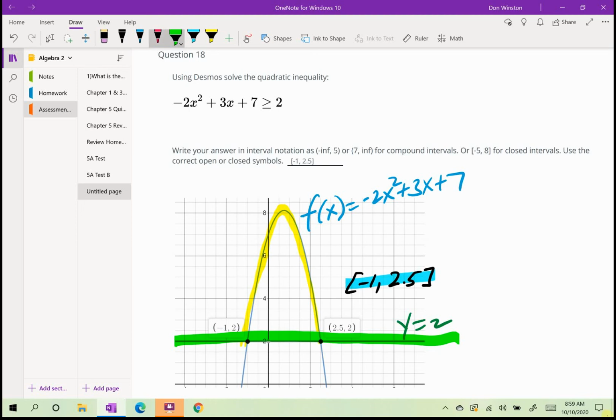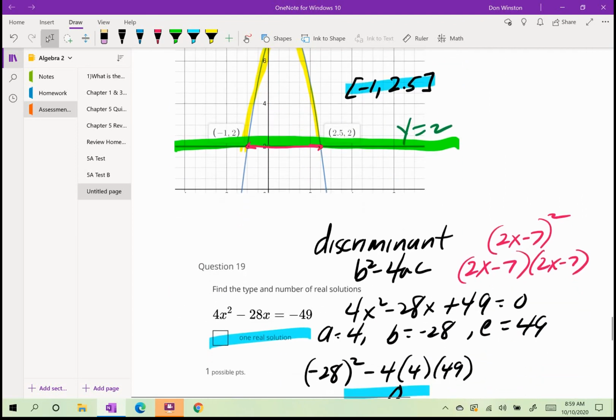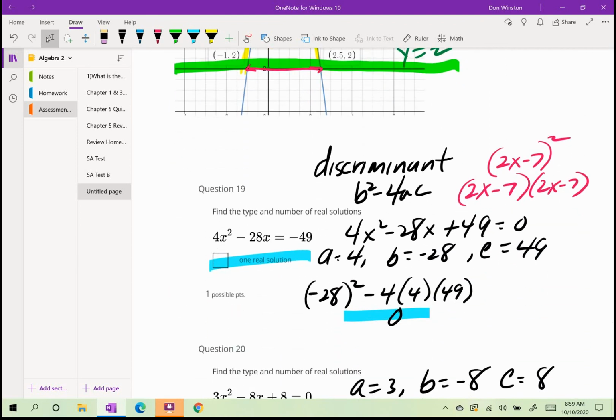And that's the case here for any values between negative 1 and 2.5. The y value for that parabola is greater than or equal to the line y is equal to 2. So from negative 1 to 2.5 will be the solution.